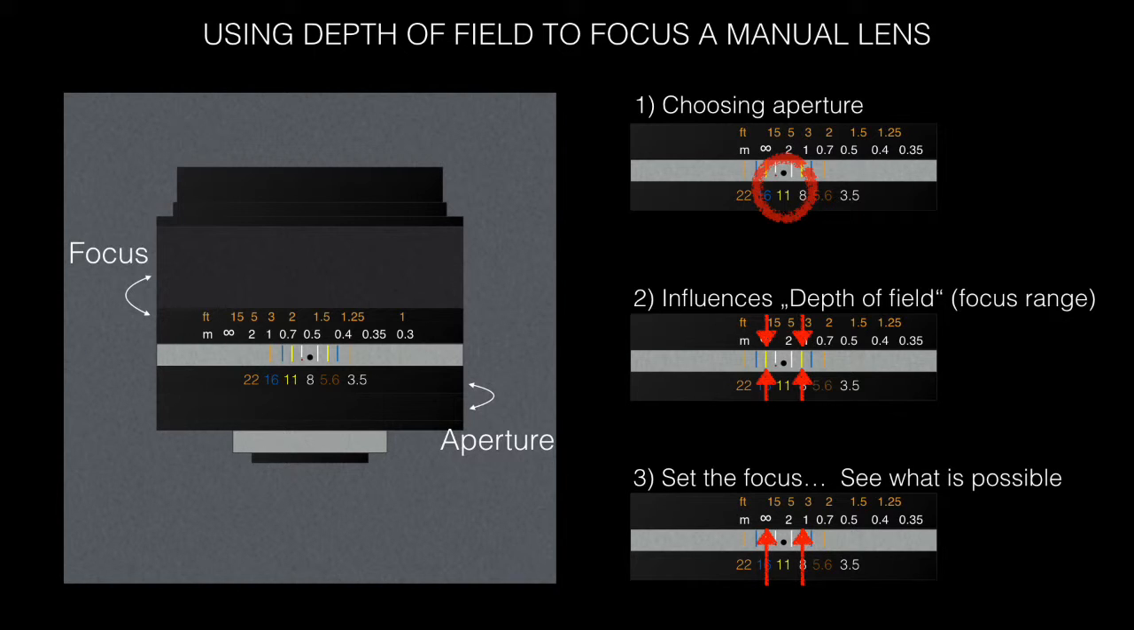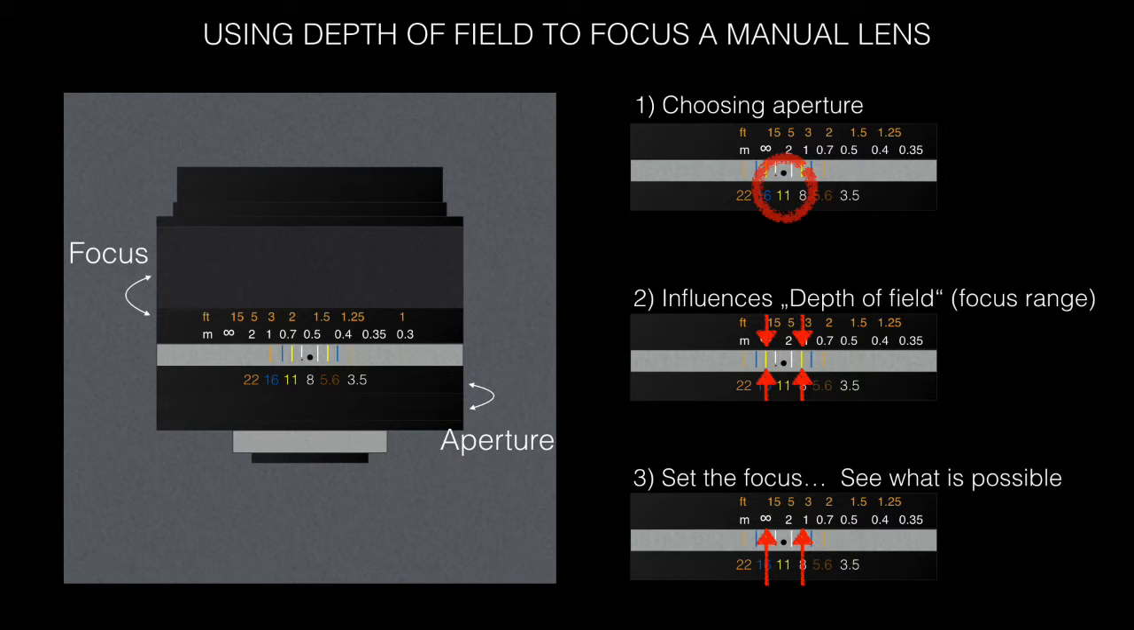So if we look at number 1, I've chosen f11, and we see that actually that's yellow, and we've got two score marks in yellow either side of the black spot. Now, by using that, we are able to decide where the depth of field is positioned in terms of focus.